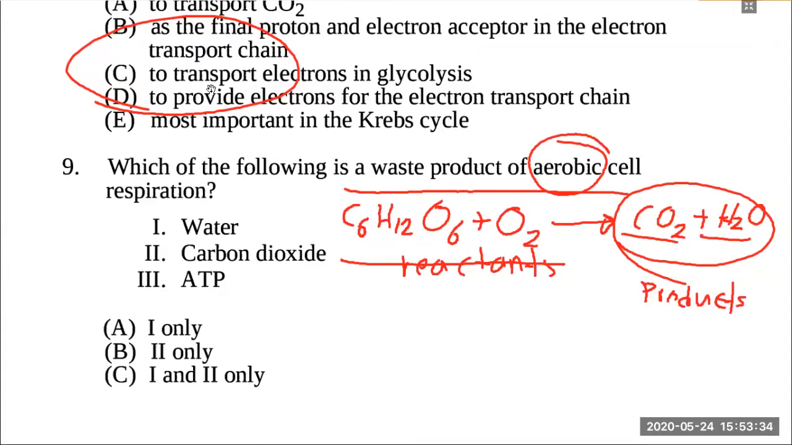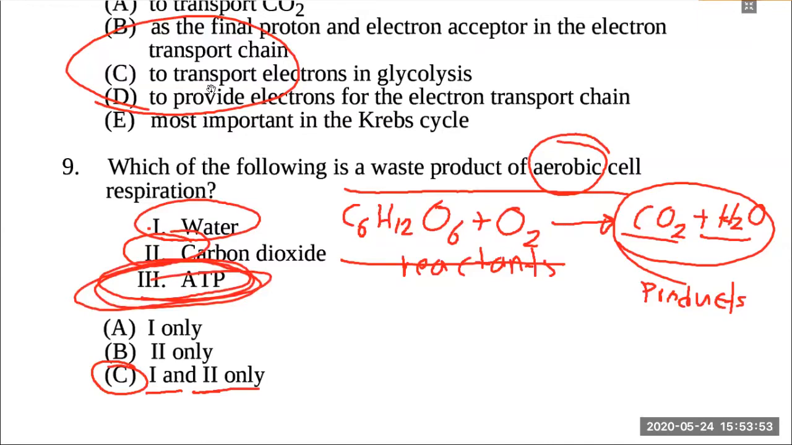So it means water and carbon dioxide, so it means 1 and 2. Which one is the choice for the question? It is C, because it is 1 and 2 only. Regarding ATP, guys, this is not a waste product. It's the most important molecule that provides energy. It is the aim of the cellular respiration process. So this is the answer for the question, which is C. It means water and carbon dioxide.